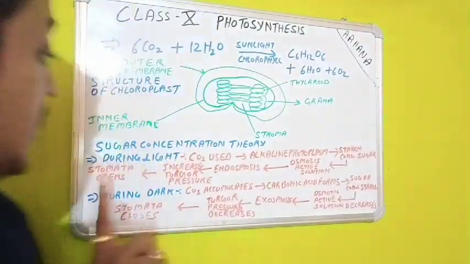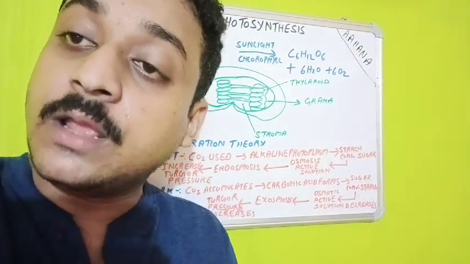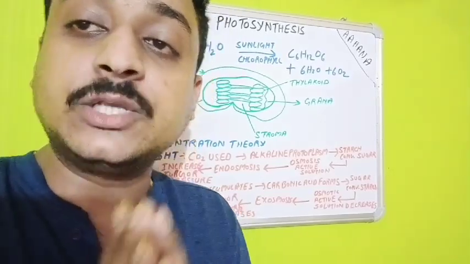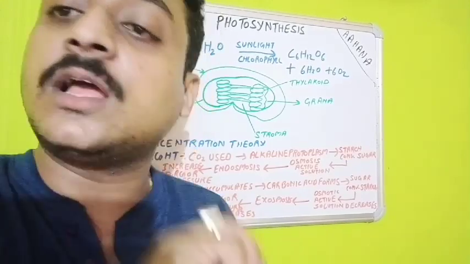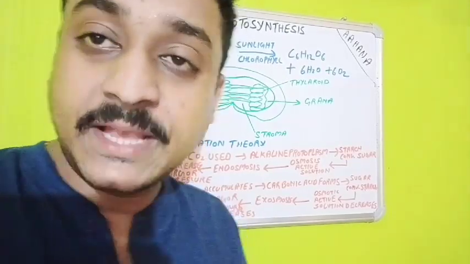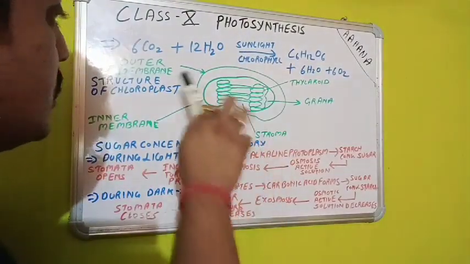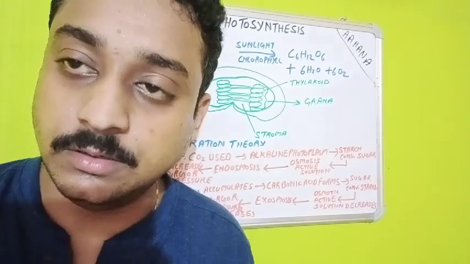So today we will learn the sugar concentration theory or starch sugar interconversion theory, both are same. Don't confuse. Some books are writing sugar concentration theory and some books are writing starch sugar interconversion theory. So based upon that we have to learn it. So I hope these two parts are clear: structure of chloroplast and the main photosynthesis reaction.